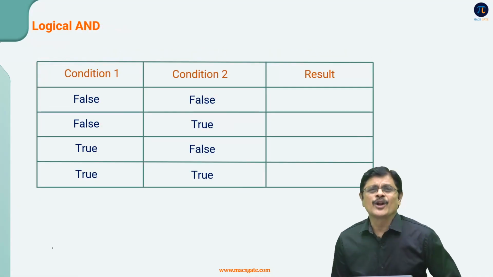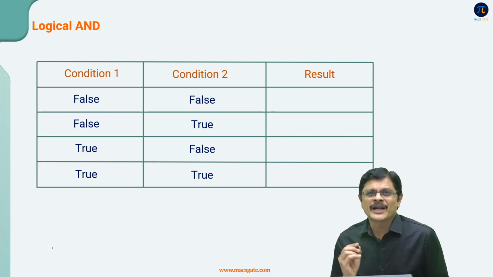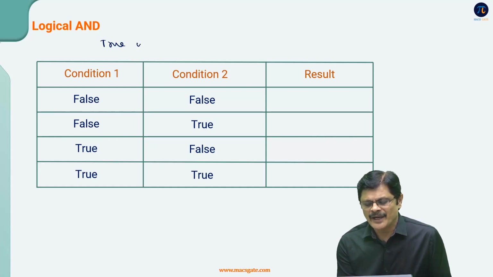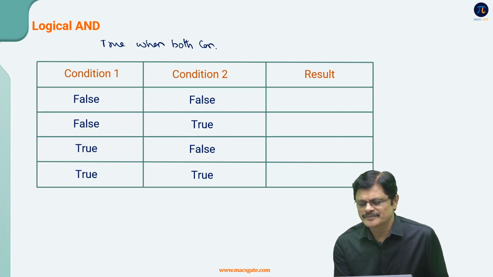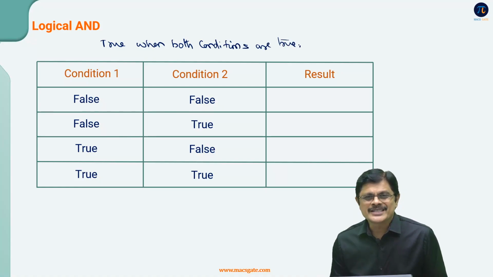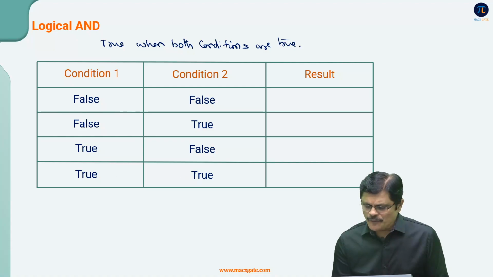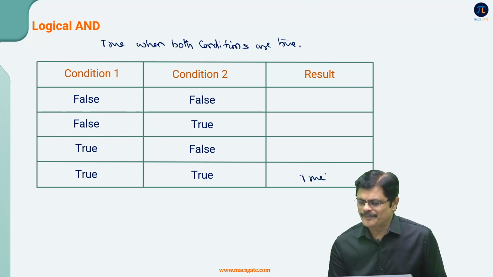Now, how is the logical AND operator defined? This is true when both the conditions are true. If both conditions are true, then only the logical AND between the two conditions is true. So, it is true when both are true. In other cases, it is false.